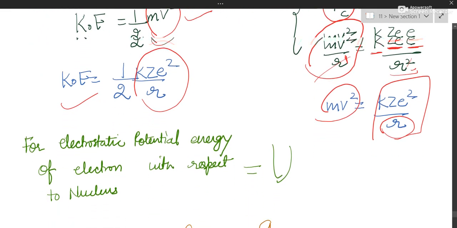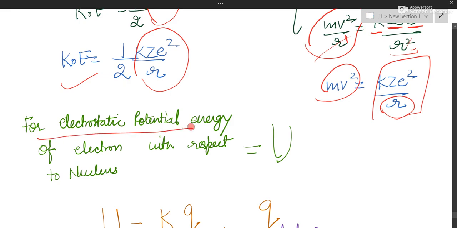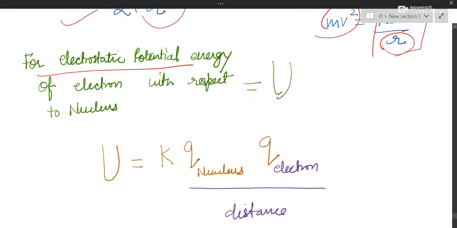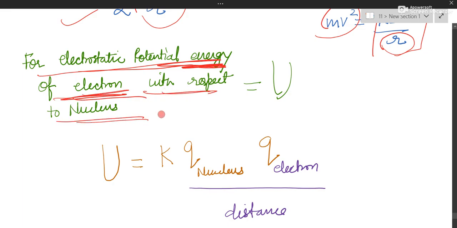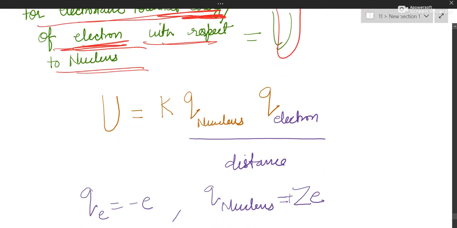Now I need potential energy. So first of all we have to recall that electrostatic potential energy is never of a single thing. It is of the electron with respect to the nucleus, denoted by capital U, that is not a problem. So we have written U, it's K, 1 by 4 pi epsilon naught, charge nucleus, charge electron by distance. Distance power square will not come, it's distance to the power 1 because it is electrostatic potential energy.